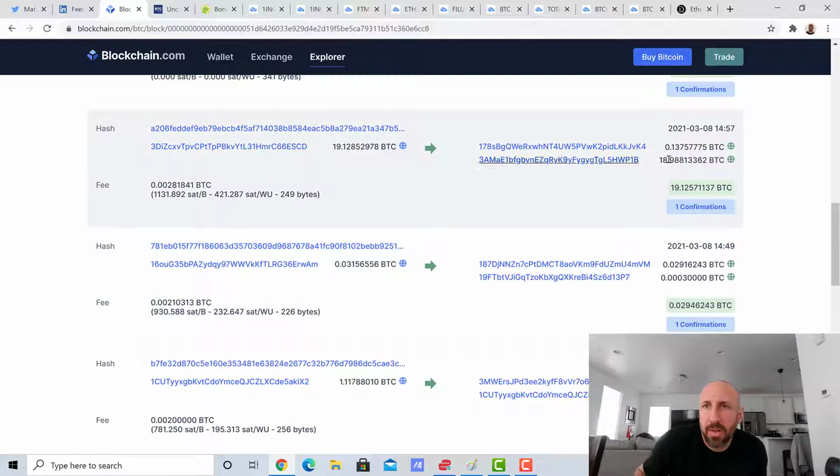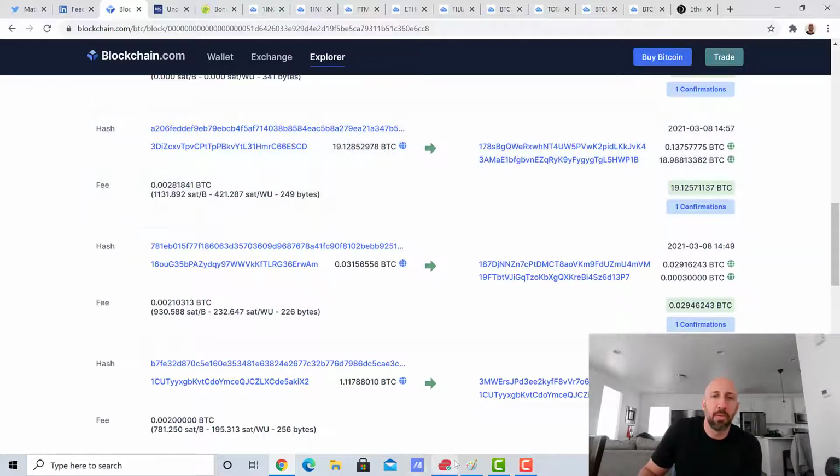It looks like 19.1. Yeah, this is probably a better example, 19.128. So this is the amount minus the fees. Looking at the top one, just because it looked like easier math, you're going to get the amount minus the fees.